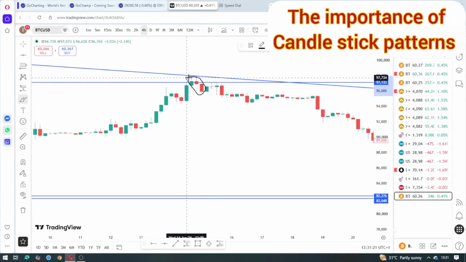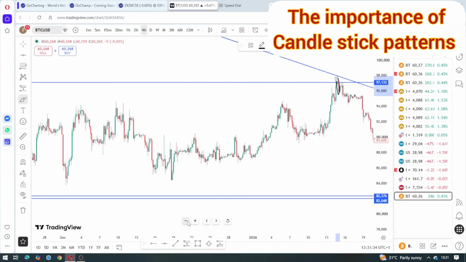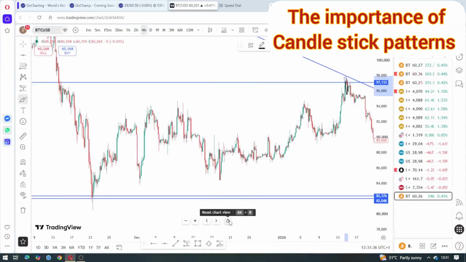And what happened after they formed? Tweezer top as well is a bearish reversal pattern. So you see the combination of these different patterns forming in that zone. That is a signal that the market is about to continue moving down, that the reversal to the upside is over, which is like the retracement is over.